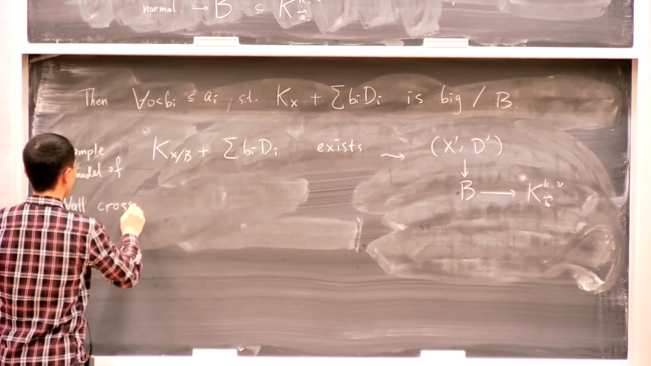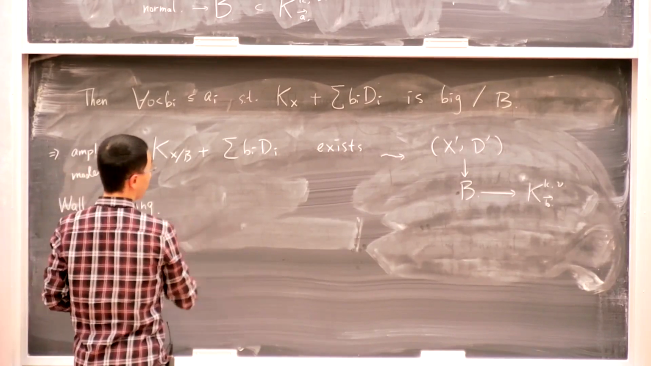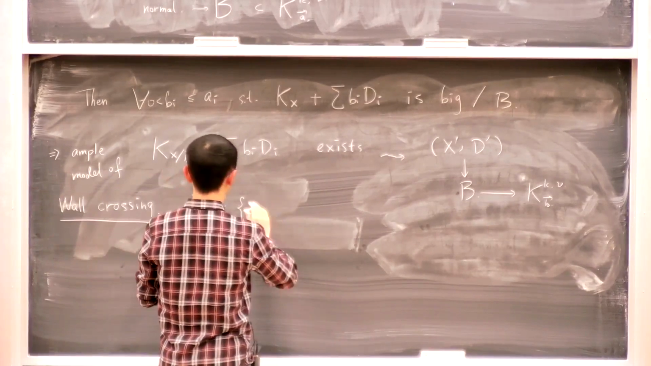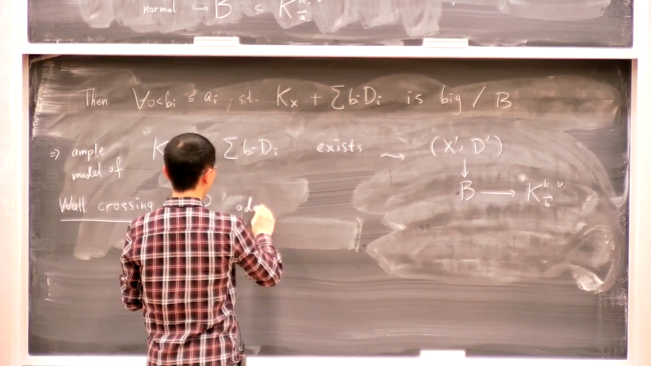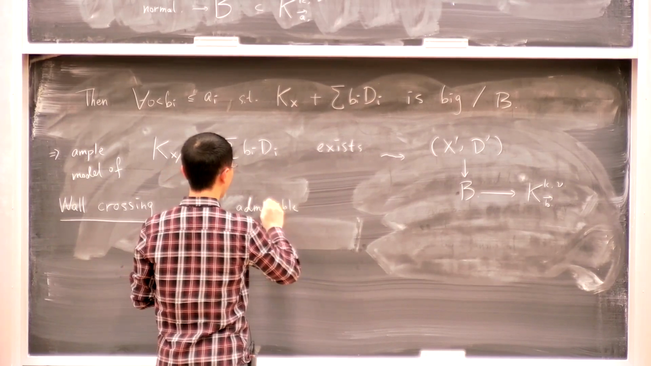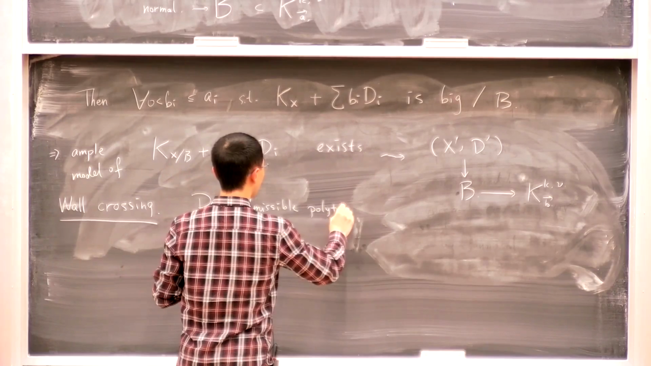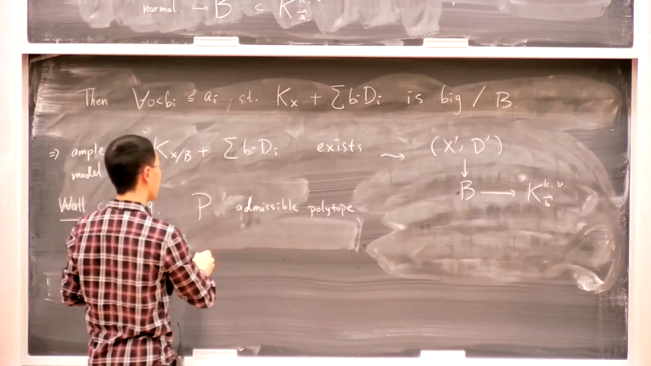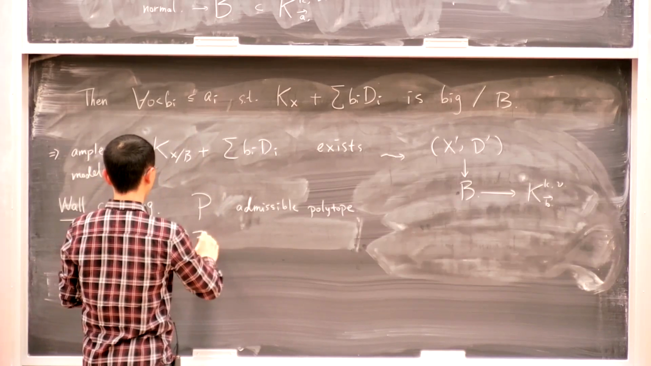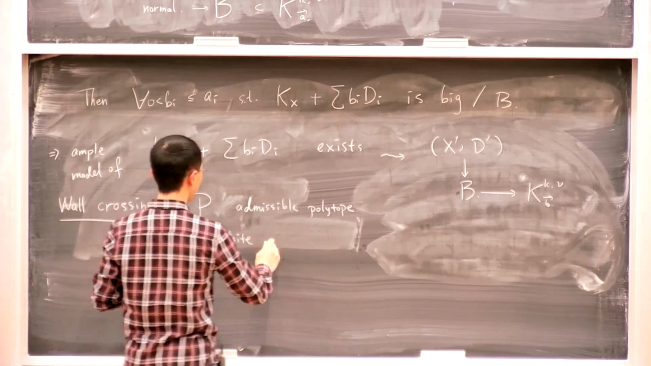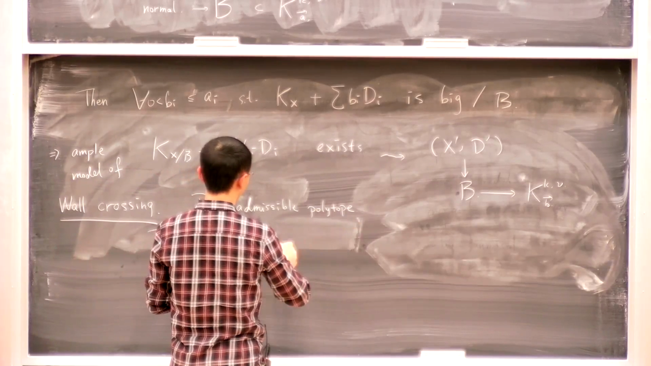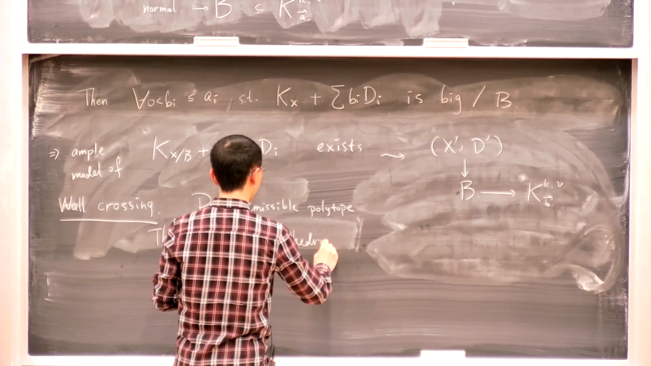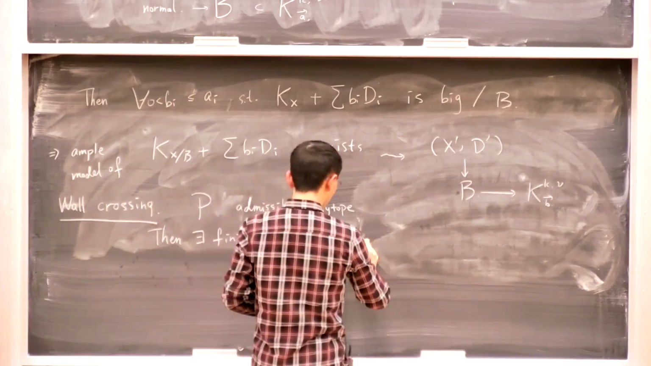So for the wall crossing, what we can say is that if you fix P to be an admissible polytope, so a polytope consists of admissible weights in this sense, then there exists a finite, again rational if you have a rational polytope, let me just say finite polyhedral decomposition.